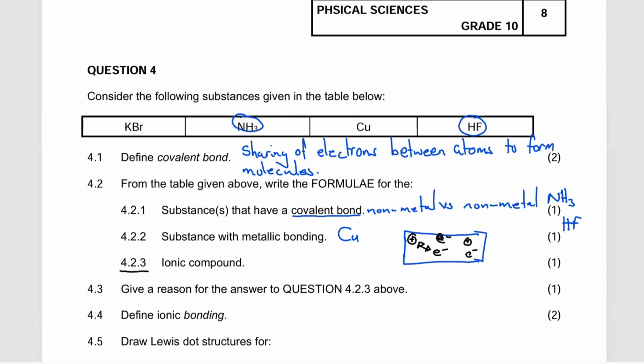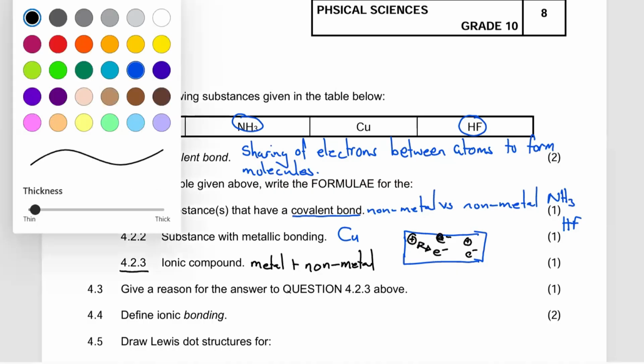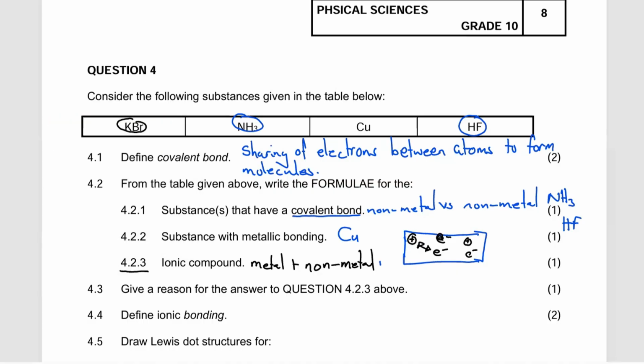Then the next question there is 4.2.3, which is an ionic bond, right? An ionic bond forms between a metal and a non-metal. So we're having a metal and a non-metal. According to our options there, the correct answer should be KBr. So our correct answer for question 4.2.3 is KBr, and I'll just write it on the side.